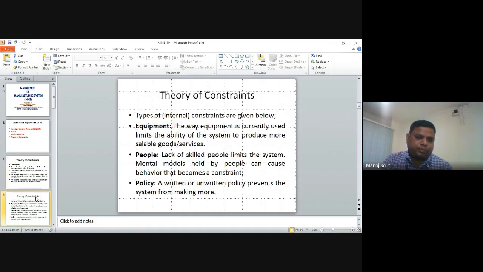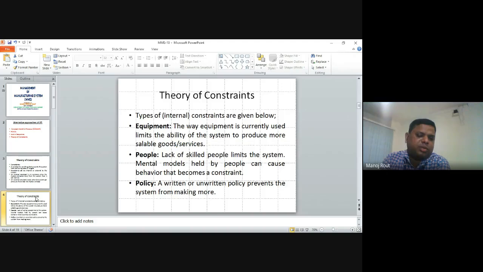Moving to the next one, the internal constraints of a system include equipment, people and company policy. In case of equipment, the way equipment is currently used limits the ability of the system to produce more sellable goods and services. The next is people: the lack of skilled people limits the system. The mental model held by people can cause behaviors that become a constraint. For example, someone rejects the work, or refuses to set up a particular machine, and that directly limits the system.